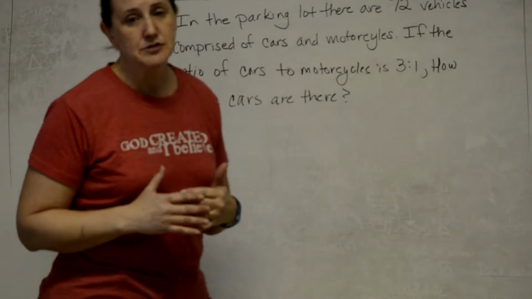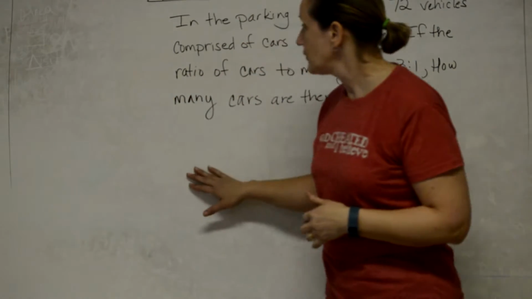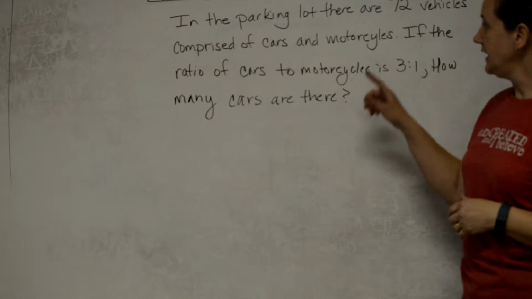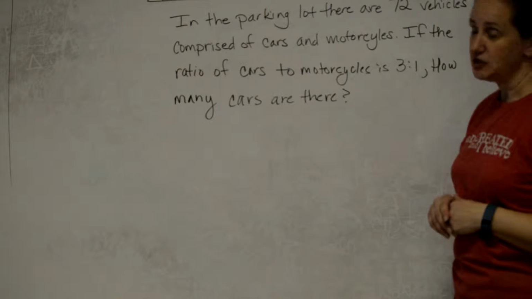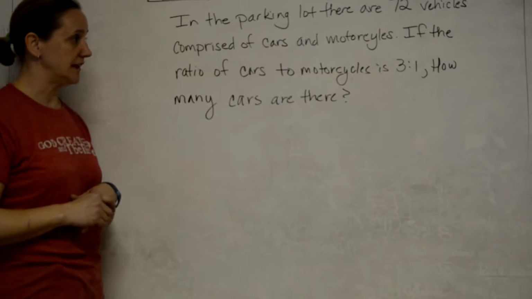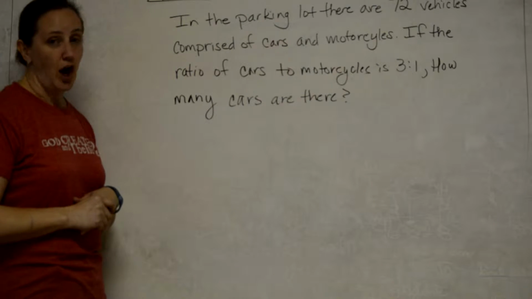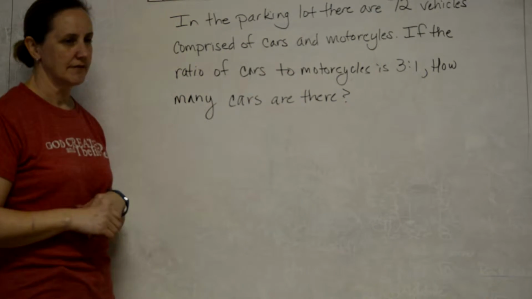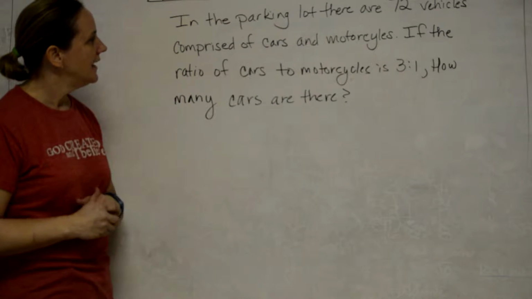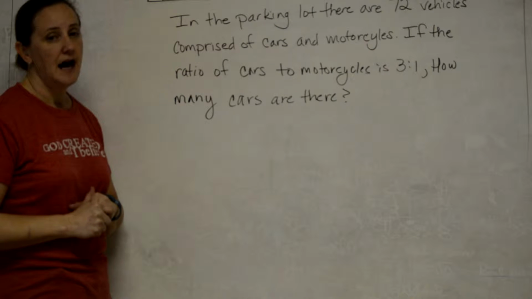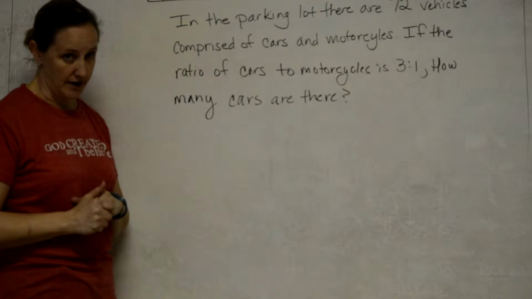The type of problems you're going to be working on are like the one here on the board, and I will read it out loud. In the parking lot, there are 72 vehicles, comprised of cars and motorcycles. Only cars and motorcycles. No minivans. Apparently no large families. If the ratio of cars to motorcycles is 3-to-1, how many cars are there?